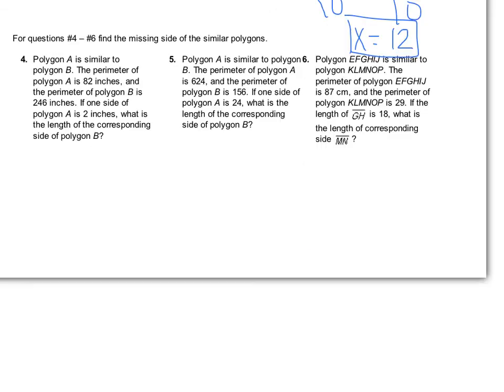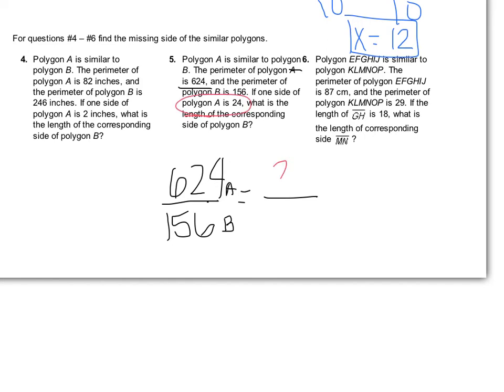Number 5 says polygon A is similar to polygon B. The perimeter of polygon A is 624 and the perimeter of polygon B is 156. If one side of polygon A is 24, what is the length of the corresponding side of polygon B? So I can again set up a proportion. Polygon A has a perimeter of 624, and I'm going to label that A so I don't forget. And polygon B has a perimeter of 156, so I'm going to put B down there. It says one side of A is 24, so since that's a side of A, that has to go on top with A, and then X is going to have to go on the bottom.